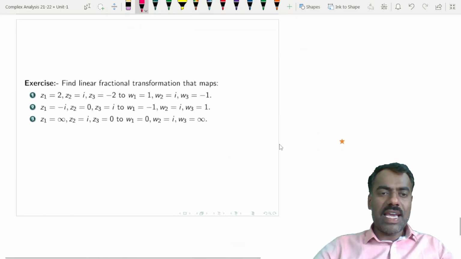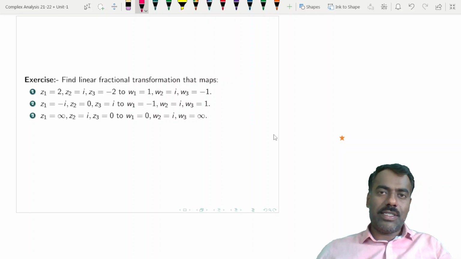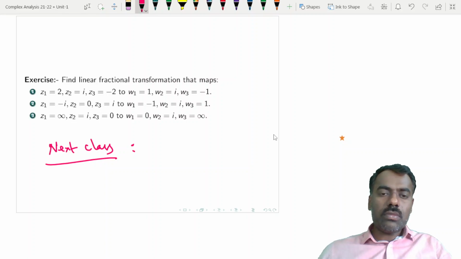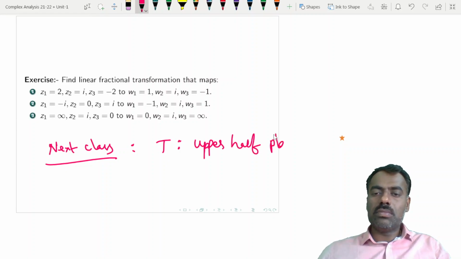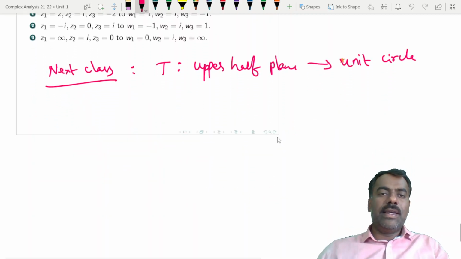So you can take some exercise. In the next class, maybe the last class for this complex analysis course, we will see another interesting mappings. One is we will find a linear transformation T which maps the upper half plane to the unit circle. I'm just giving an overview; in detail we'll see it next class.